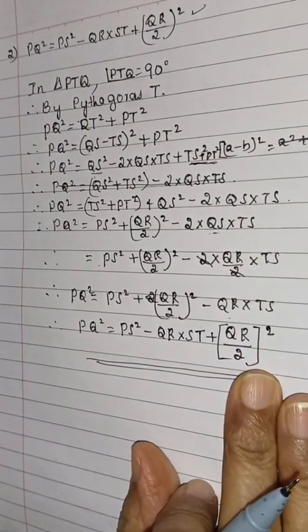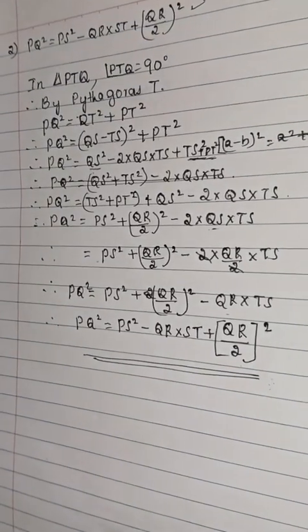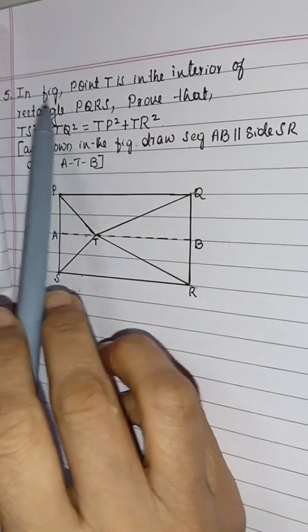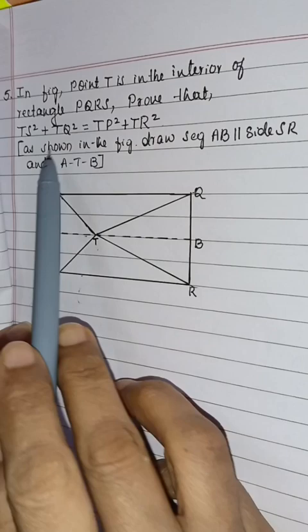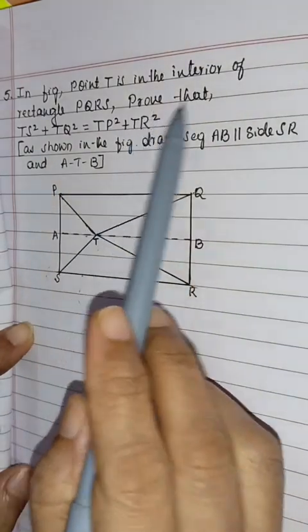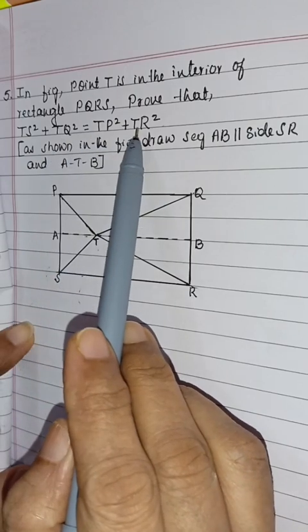This is problem number 3. The fifth one is, in the figure, point T is in the interior of rectangle PQRS. Prove that TS square plus TQ square equals TP square plus TR square.